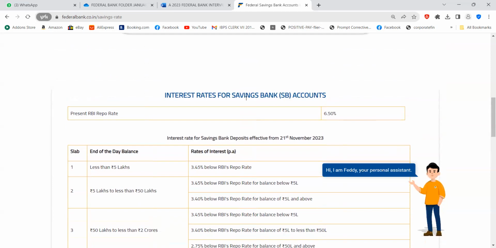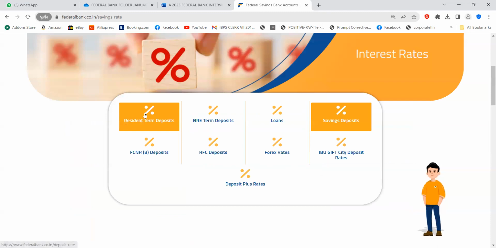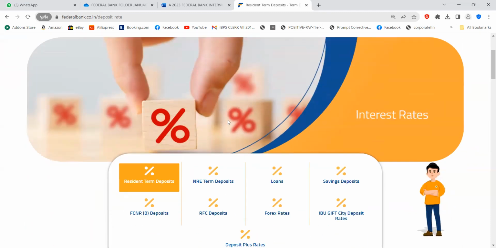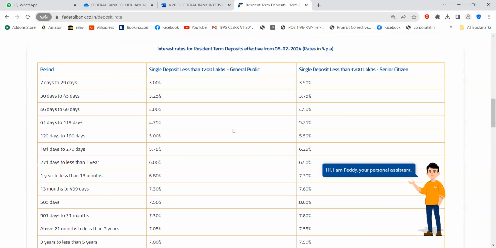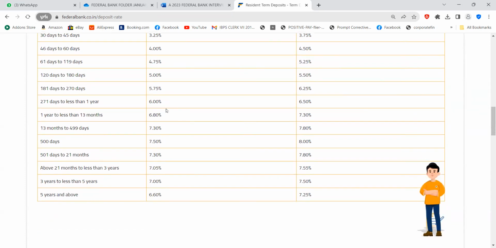Yeah. Now, regarding interest rates, resident term deposits. This is what we wanted to know. Interest rates for resident term deposits, single deposit less than 200 lakhs, that is less than 2 crores. Let us get to know that. If it is 7 days to 25 days, 3%, 30 days to 45 days, 3.25%, 46 days to 60 days, 4%, like that it goes. You have to go through this.